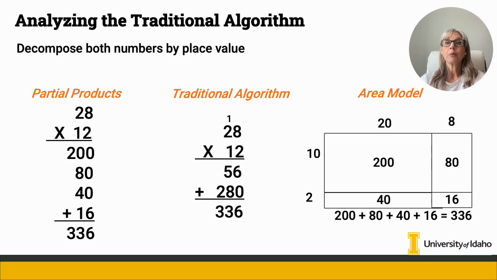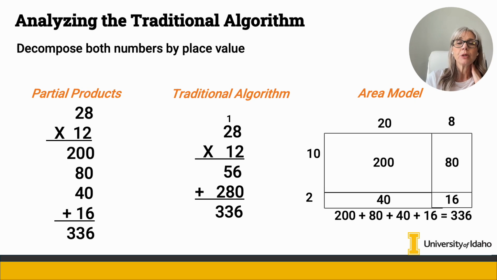Why? Because now we're multiplying by tens rather than ones. So 10 times 8 is 8 tens, or 80. Then the 10 times 2 tens is 200s, or 200. Relating to the area model or partial products, the 56 is really 2 times 28, and the 280 is the 10 times 28. We're not just breaking those pieces apart.